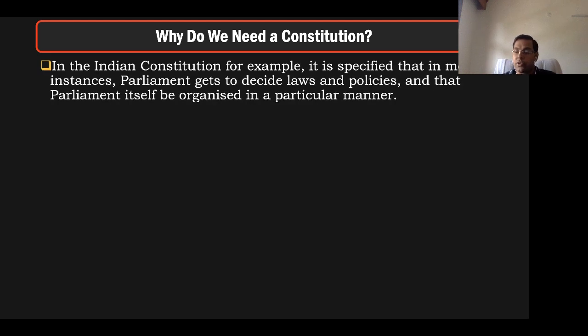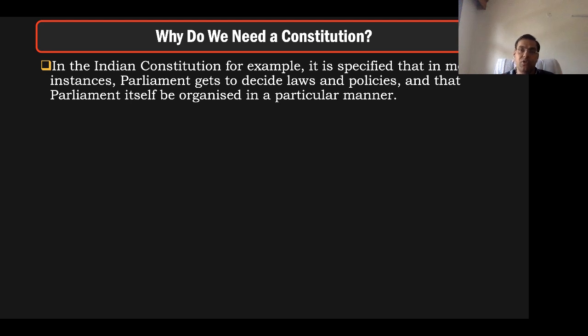In the Indian Constitution, for example, it is specified that in most instances, Parliament gets to decide laws and policies, which is completely true. Indian Constitution gives the powers to the Parliament of India to be able to decide which policies you need to come up with, which laws you need to come up with, right? And that Parliament itself is organized in a particular manner.